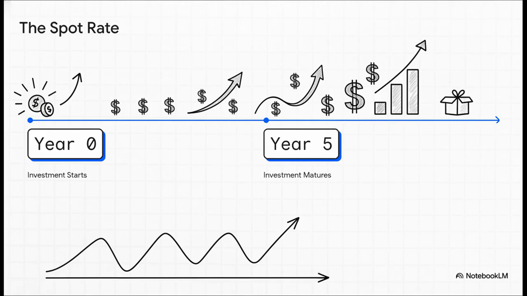Let's make this super clear. A 5-year spot rate is pretty straightforward, right? Your investment kicks off today, year 0, and it wraps up in 5 years. It's one clean shot, one interest rate for the whole period.